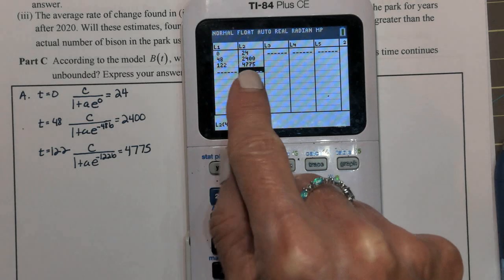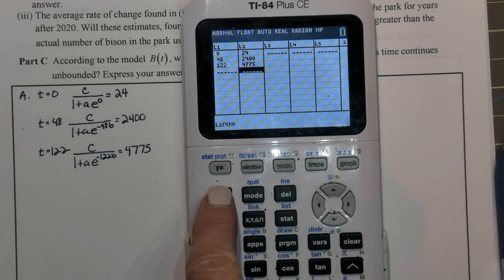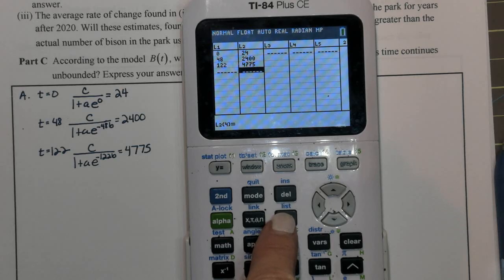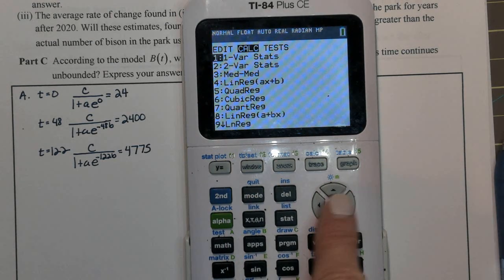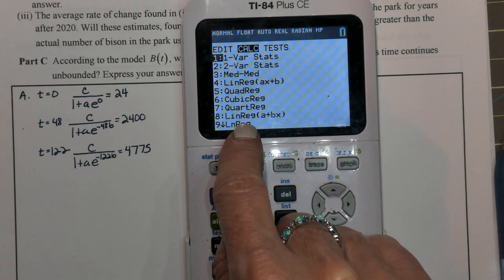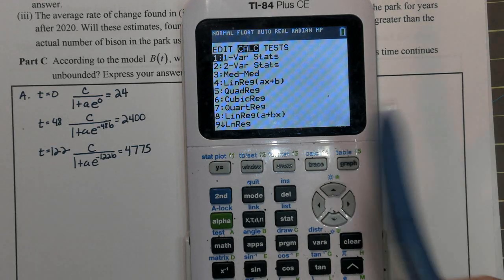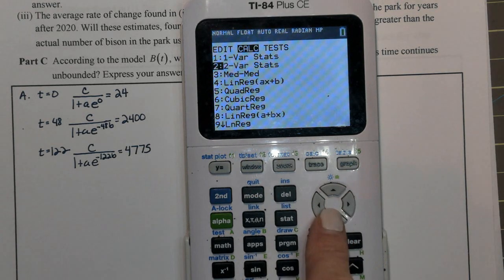Don't forget to hit enter on each of those. Double check and make sure that those are correct, because if they're not, all of your answers are going to be wrong. So I have my data in, so I'm going to go back to stat, go over to calc, and the logistic function is down below. Remember, this little arrow right here means that there are more below. So go down.